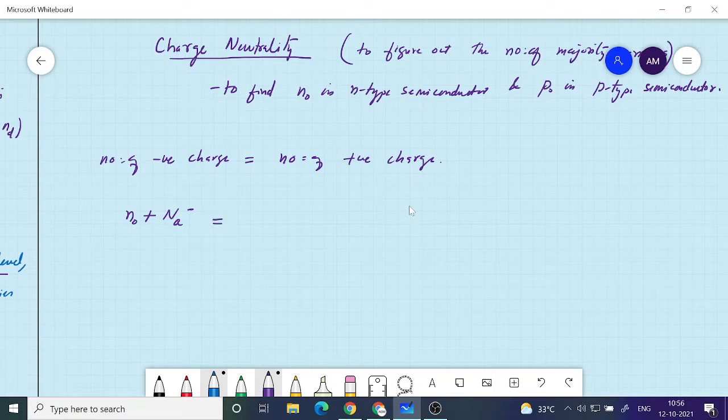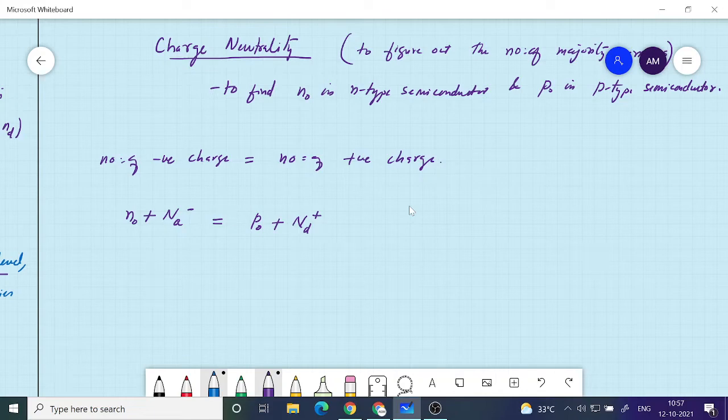So that is equal to the number of positive charges, basically the holes, plus the donor atoms when they lose an electron. We already saw that all the donor atom states are empty, so they all go to the conduction band. So each donor atom which loses its fifth electron has a positive charge, like a positively charged ion. Similarly, acceptor atoms are like negatively charged ions.